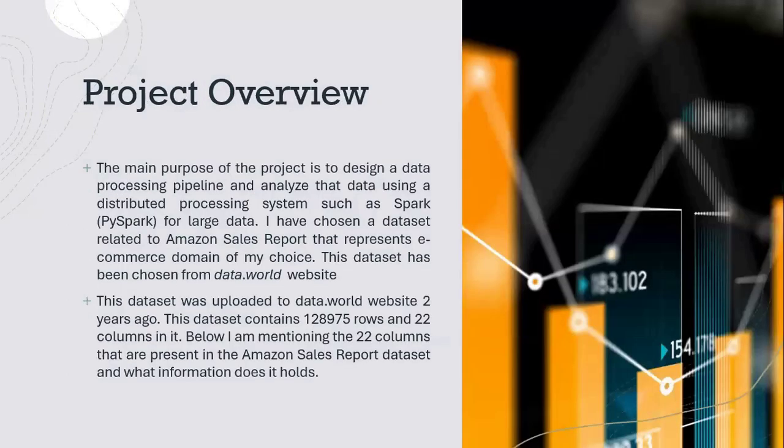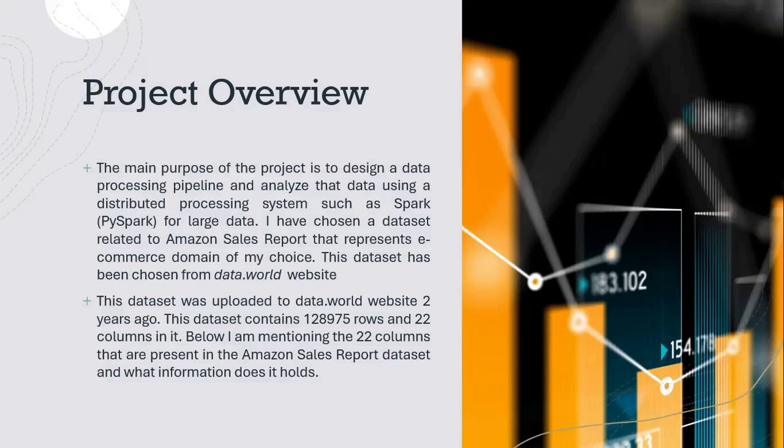Coming to the project overview, the main purpose of the project is to design a data processing pipeline and analyze the particular data that I have been using, with a distributed processing system such as Spark for large data. I have chosen a data set related to Amazon sales report that represents the e-commerce domain of my choice. I chose this data set from the Data Vault website. It was uploaded to the Data Vault website 2 years ago, and it contains around 128,975 rows and 22 columns.